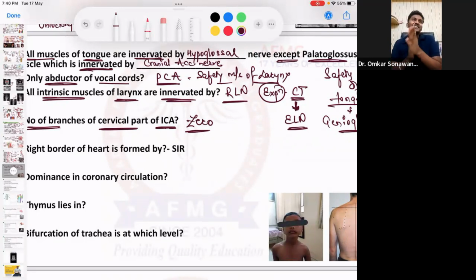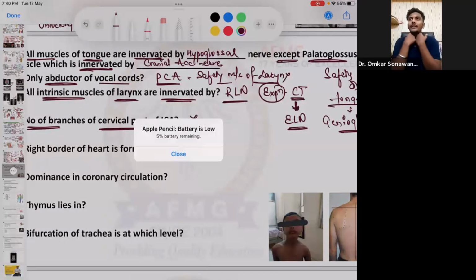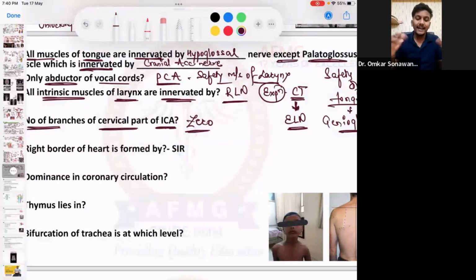Number of branches from cervical part of internal carotid artery is 0. This is how during epistaxis, when you need to ligate the external carotid artery, this is how you identify it. Because in neck, only which artery gives branches? External carotid artery. Internal carotid artery has no branches in the neck or the cervical part.